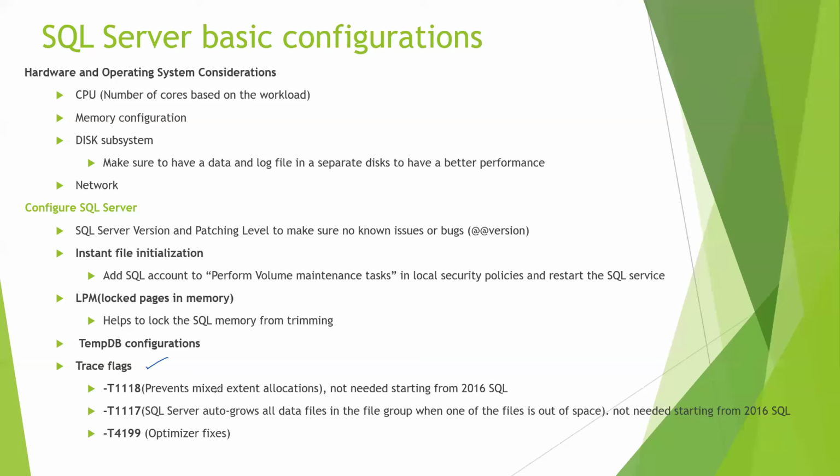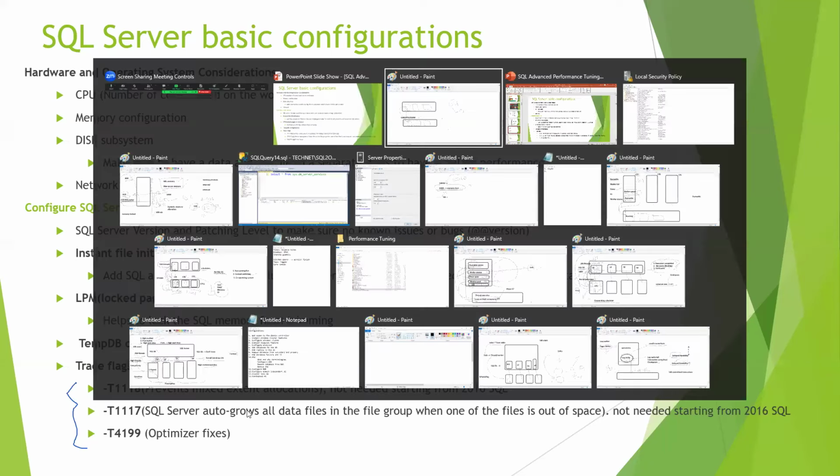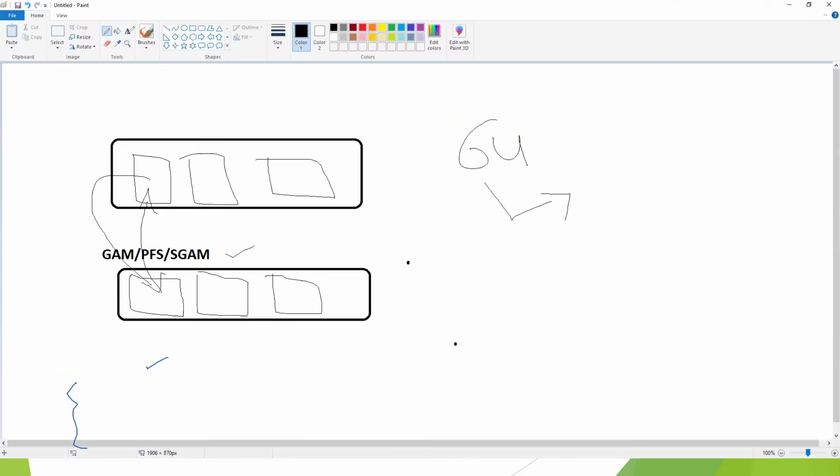Trace flags, right? So these are all not actually used anymore. Starting from 2016, I think SP2 or SP3, or even SP1 with some cumulative update, these trace flags are built into the database engine. So while creating a table, by default, it uses the mixed extent. That we all know, because a table, when created, can fit into very few pages.